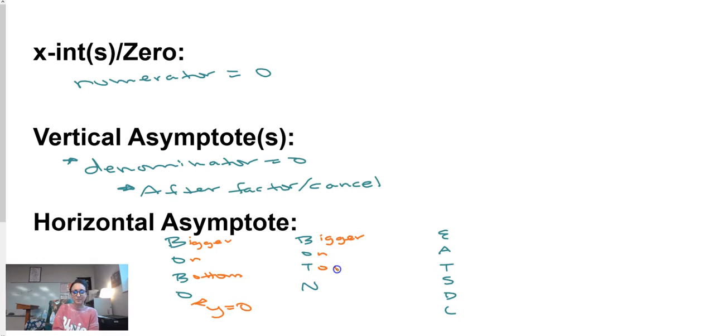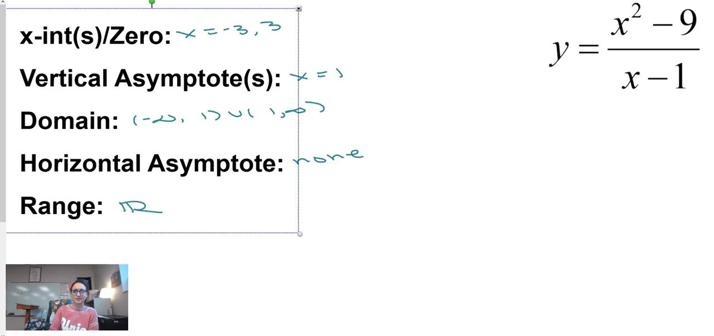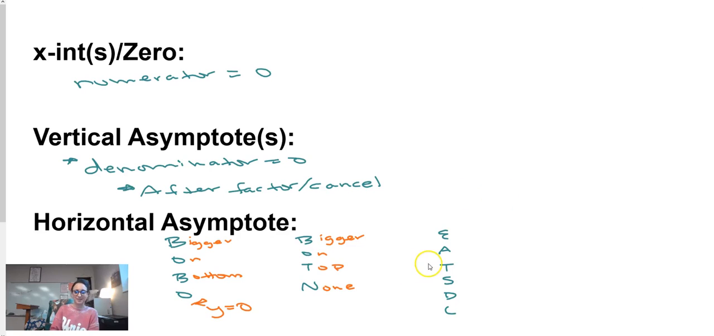Bigger on top, none. That was like our last example when we had this one. Remember, we had no horizontal asymptote because we had a larger exponent in the numerator than the denominator. HDC: exponents are the same, divide coefficients.